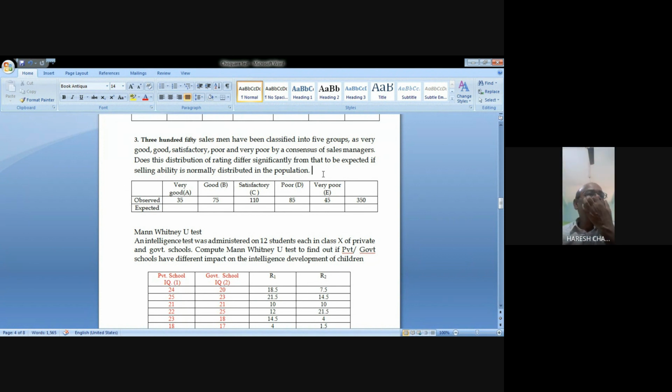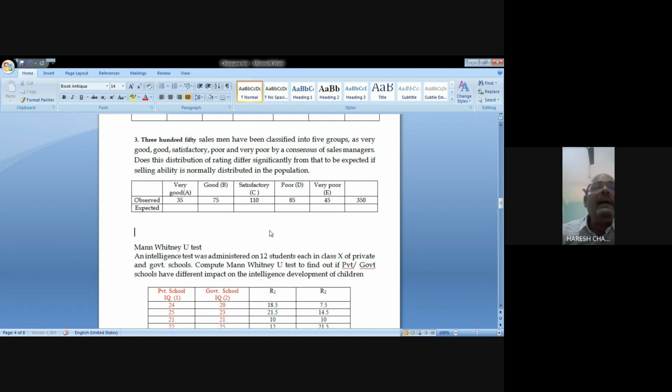Now, how to find this? Observed frequency will be there in the question, but how to find out the expected frequency? Anybody having any idea? Sir, 70 each. No, not each. It's a normal distribution, not equal distribution. The question says whether it is as expected if the selling ability is normally distributed. Therefore, you have to have a reference of the normal probability curve for this. Now, let me explain how to find it out.